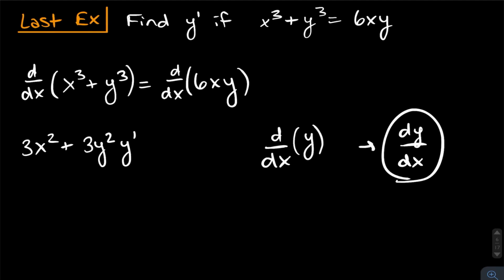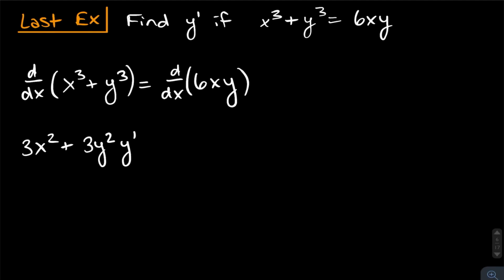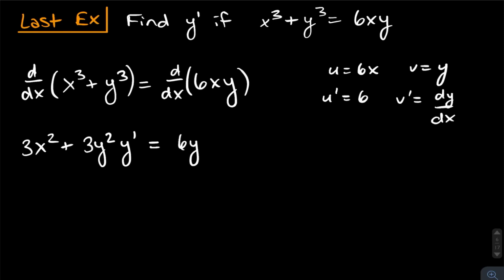But yeah, anyway, let's erase this. Let's keep going, because on the right hand side we have to deal with some product rule. If we call u 6x and v y, we need to also deal with u prime, which is going to be 6. That's just the derivative with respect to x of 6x. And then v prime, which is going to be the derivative of y, which is dy over dx. Then we just product rule out. We can write u prime v, 6y, plus v prime u, 6x times dy over dx, or y prime.